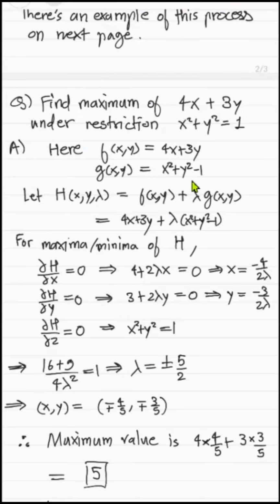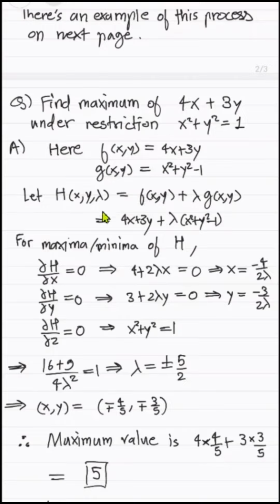That's our restriction. So now we'll just make this capital H function, which will be our small f plus this lambda thing times g. And by the way, these lambda things are actually called Lagrange multipliers, and that's why this is called the Lagrange multiplier method.